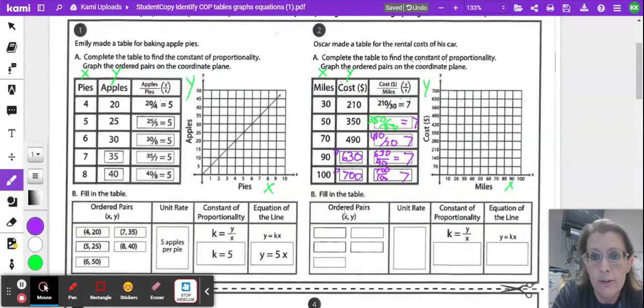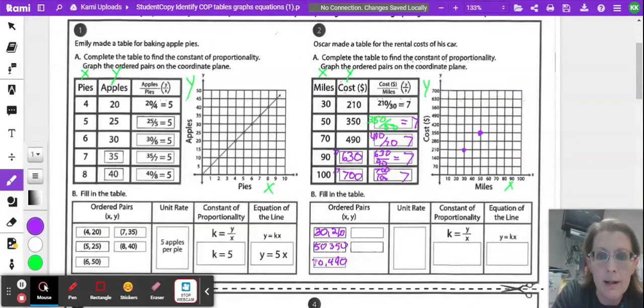So my first one, my computer keeps freezing, is 30, 210. So I go over to 30 and then up to 210, I put my dot. Then my next one is 50, 350. So I go over to 50, I go up to 350 and I put my dot. And then just keep going. So my next one is 70, comma 490. I'm sorry, I'm trying to put my commas in, but it keeps trying to get rid of them. So I go over to 70 miles and up to $490.